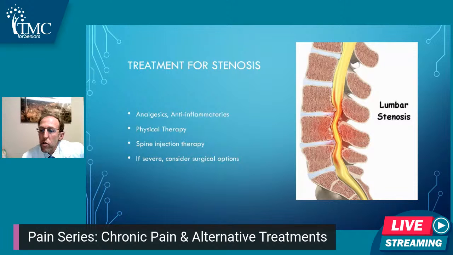For our treatment options, initially we would start with analgesics and anti-inflammatories. Physical therapy is a mainstay to improve function, and there is the option for spinal injection therapies, which may improve some of the inflammatory processes that escalate, especially in an acute setting. Again, if we are losing function or this is escalating, we would consider the surgical options.